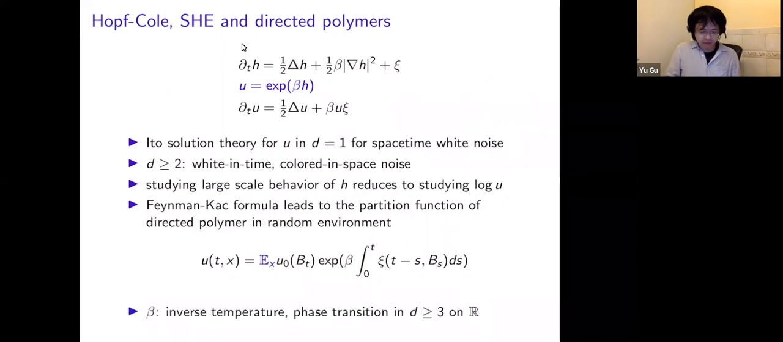And now you see why I introduce this parameter beta. So beta will appear here. So this factor here will be the weight in your Gibbs measure, and then this beta is the inverse temperature.